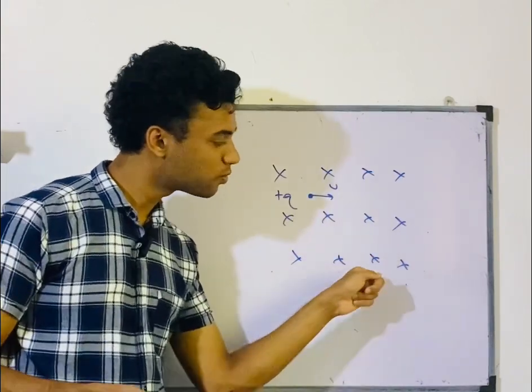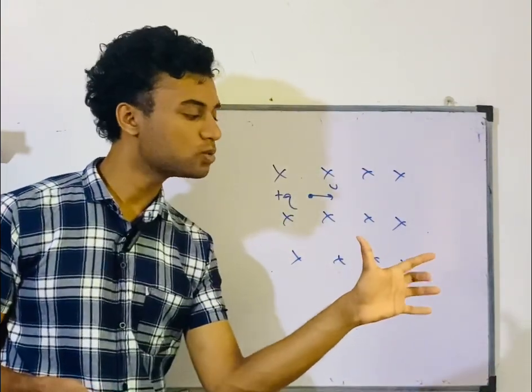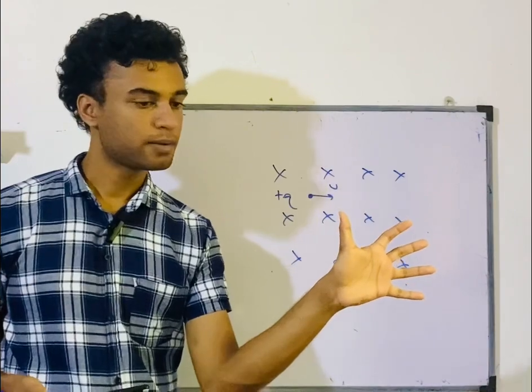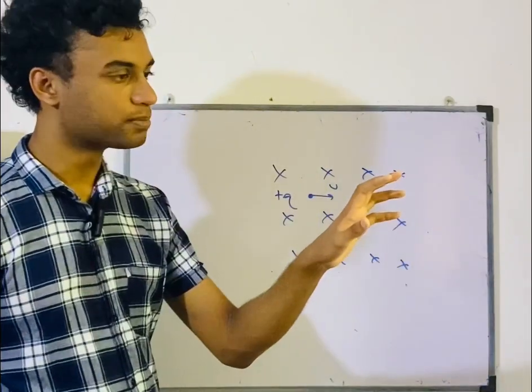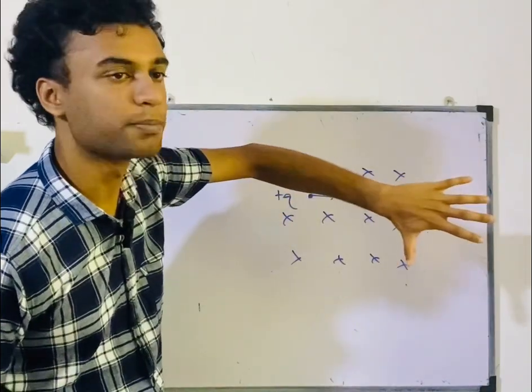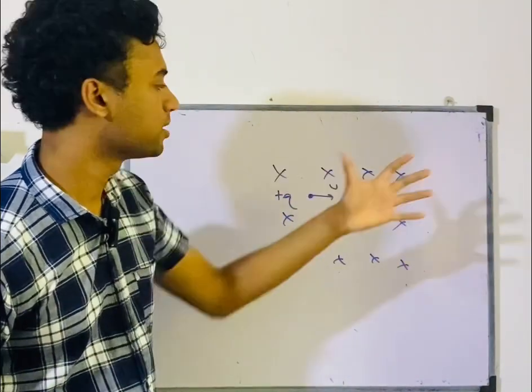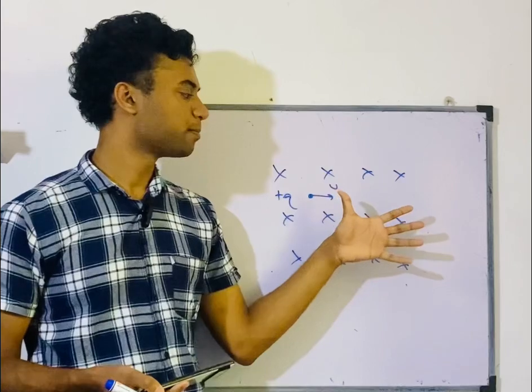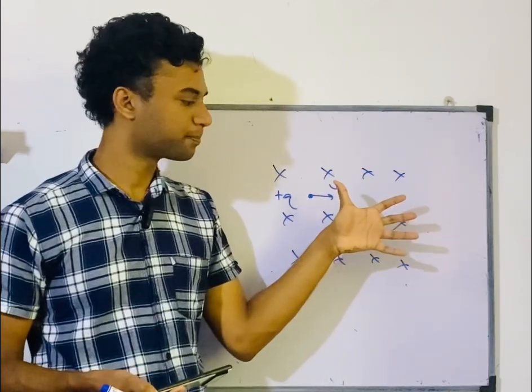that means they're cutting through our palm. But if they're coming out of the whiteboard, you should hold your palm in such a way that the magnetic field lines are cutting through your palm. You understand the technique? Now here in this case, magnetic field lines are cutting through my palm.